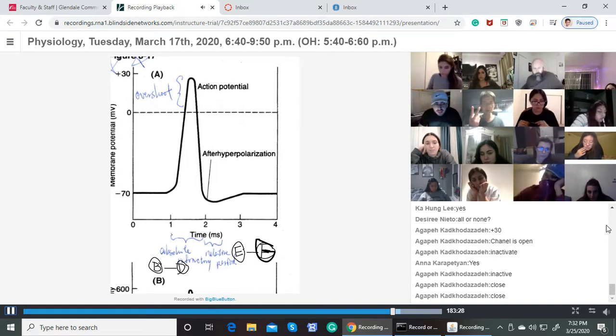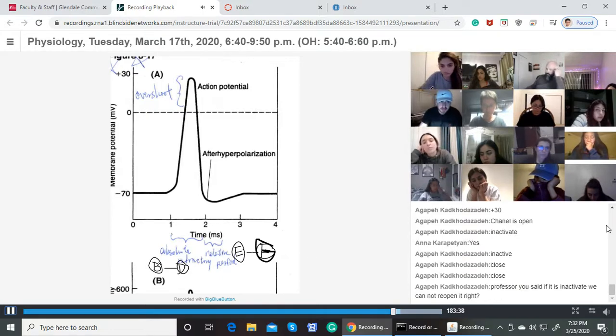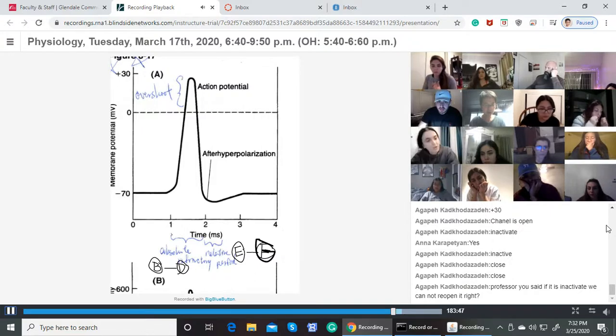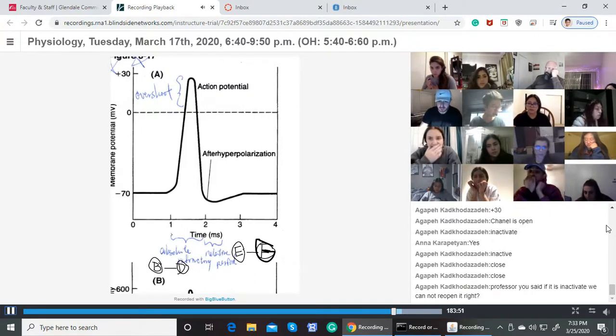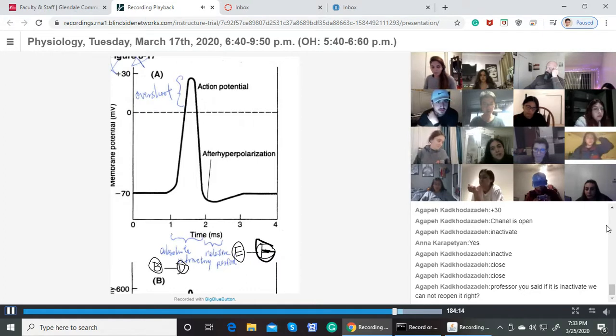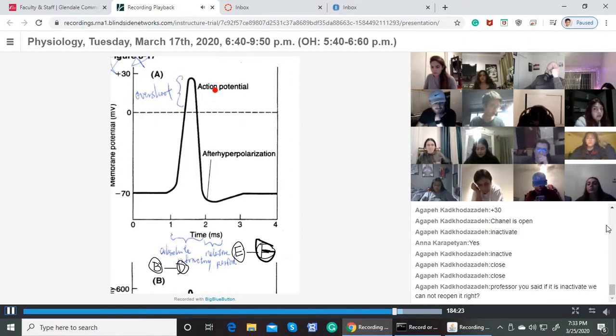But then the second part of the definition: why does it need a stronger stimulus? Professor, you said that it is inactive, we cannot reopen it, right? The sodium channel is inactivated during part C, the peak, and part D, repolarization 1. Part G is repolarization 2, so it is closed. So there are two repolarizations. Part D is repolarization 1, part G is repolarization 2. In repolarization 1, part D, the sodium channel is inactivated. In part G, repolarization 2, the sodium channel is closed. So that's the difference. Does it make sense? Okay, thank you, Agape.